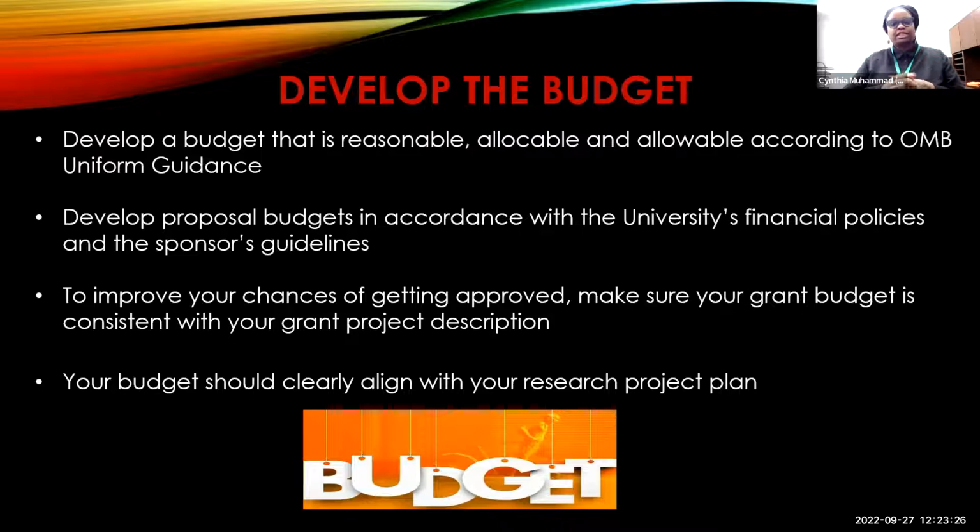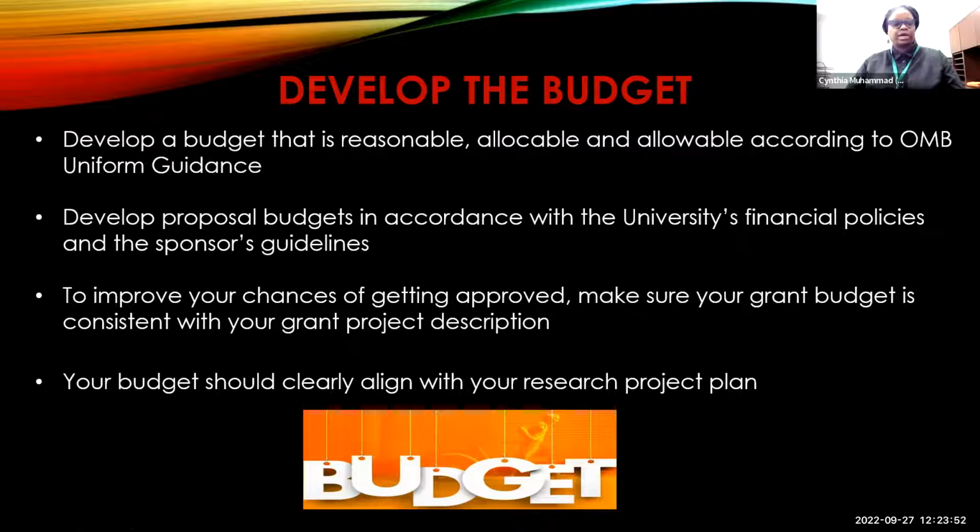Your budget should clearly align with your research project. So if you put in your technical part that you're going to have 3 people that are going to do a certain task, your budget should show those 3 people. So you want to make sure that they both align with each other so it makes sense to the reviewers and that the budget is directly related to what you're proposing.